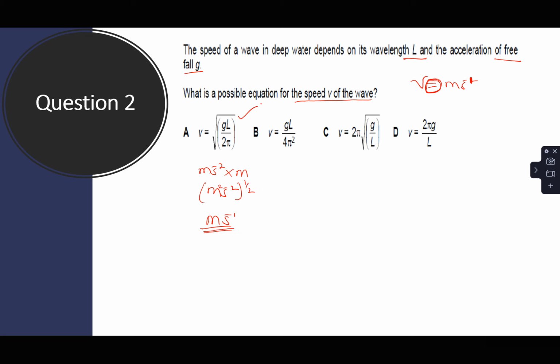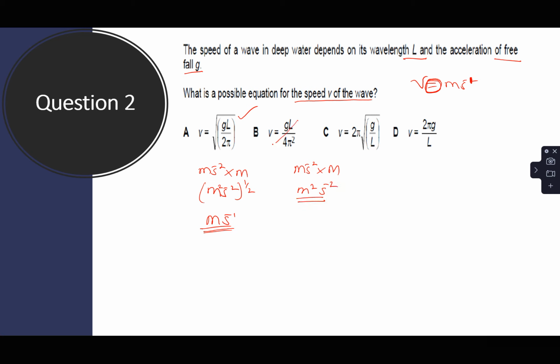We can check the others. For B, G is meters per second squared, L is meters. This would give a unit as meters squared s power negative 2. This is not a unit for speed.